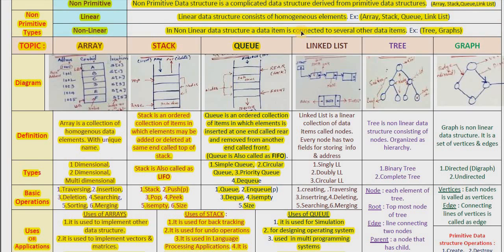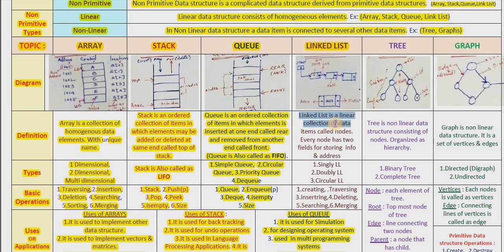Then another data structure is linked list. So what is linked list? Linked list is also a type of linear data structure. Linked means connected. So here in this list all boxes are connected with a link. In the diagram you can see. Okay, before the diagram let us see the definition.